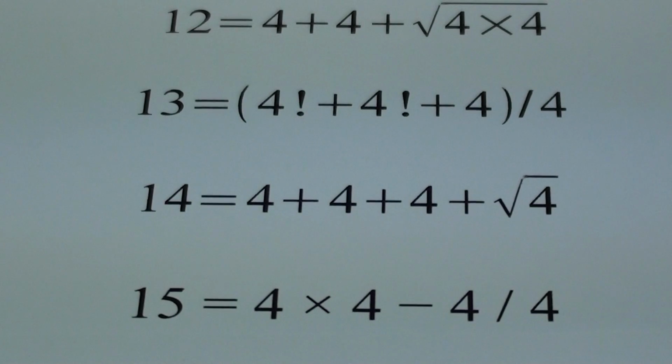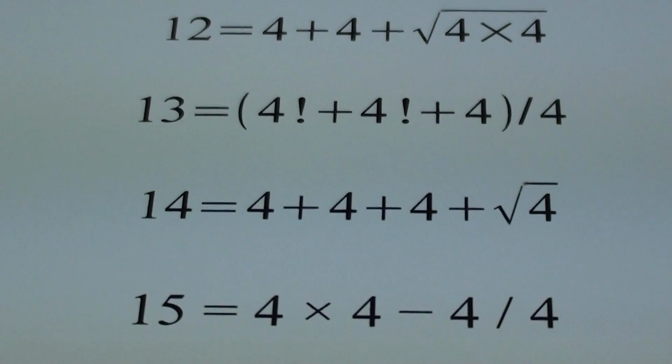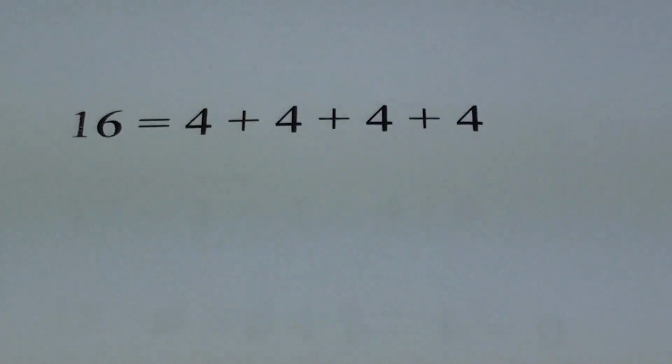15 is a very easy one. It's 4 times 4, which makes 16, minus 4 divided by 4, which makes 1. So 16 minus 1 is 15, of course. Time for 16. 16 is actually the easiest one, but sometimes we lose track of it because we are entangled in all those operations and we lose the simplicity of this one.